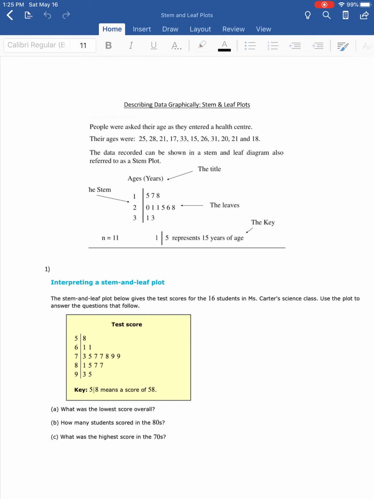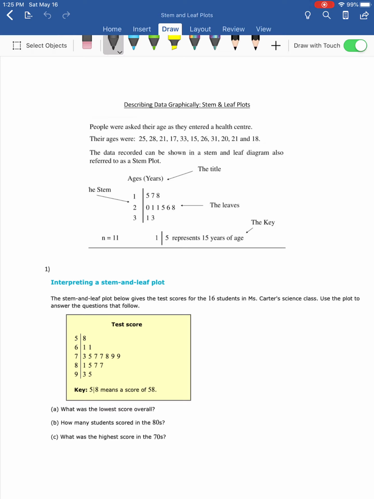All right, so in this lesson, we're going to talk about stem and leaf plots, which is a way of displaying data graphically. Okay, so we have an example of a stem and leaf plot over here. People are going into a health center and they're asked their age, and these are the ages that were given, okay? And a stem plot was made based on those ages.